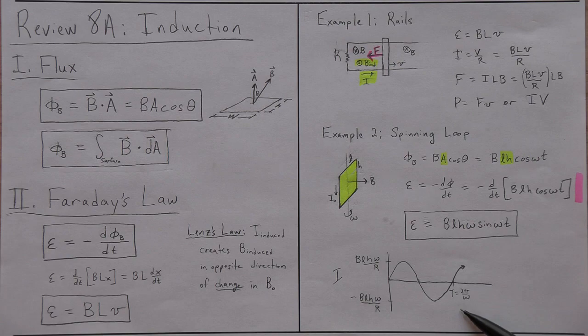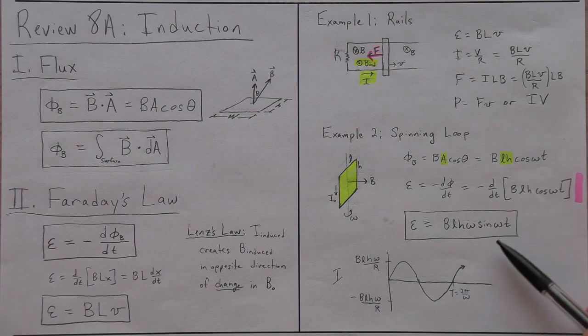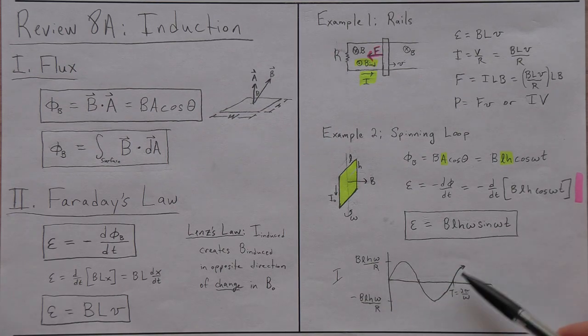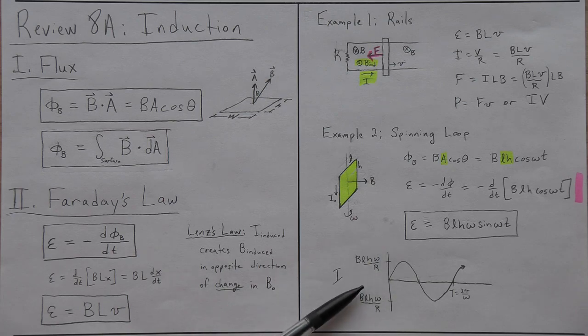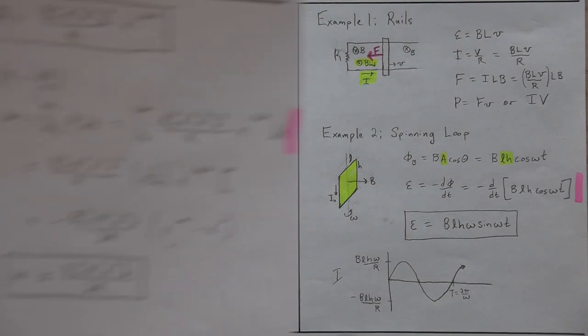Now how did I know the period was 2 pi over omega? Well, sine goes through one cycle when we have 2 pi inside the sine function. So if I plug in for time 2 pi over omega, I've got 2 pi over omega times omega. The omegas go away and I'm just left with sine of 2 pi, one cycle. So that's how I knew the period was that. So there is example 2, a loop spinning, with the voltage and current generated a sine function. I'm going to do some more examples.